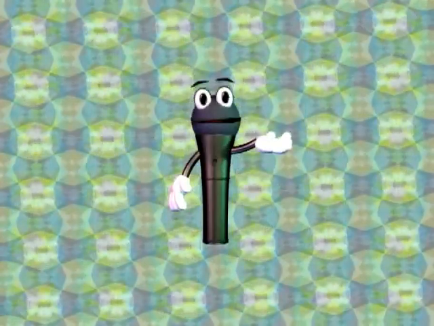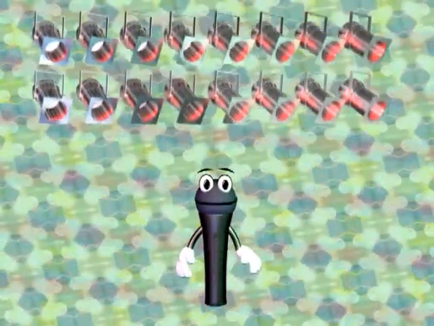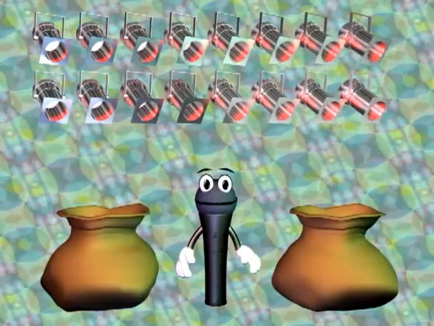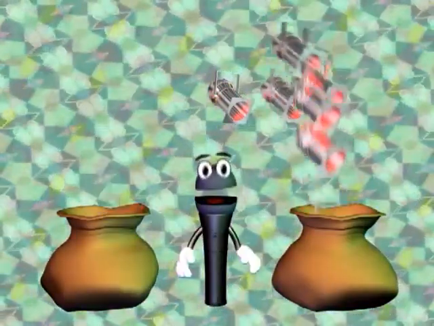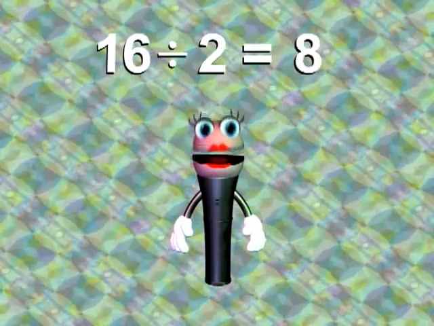After touring for a while, the Rapsters soon had 16 spotlights. 2 bags held the spotlights when the band traveled. How many spotlights should go into each bag to have an equal number of lights in each bag? 16 divided by 2 equals... The answer is 8.